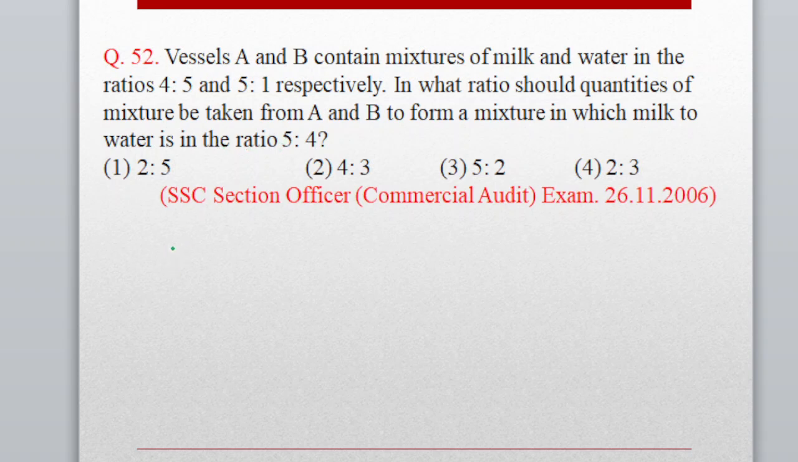Now here, in vessel A, milk to water is 4:5. And in vessel B, the ratio of milk to water is 5:1.